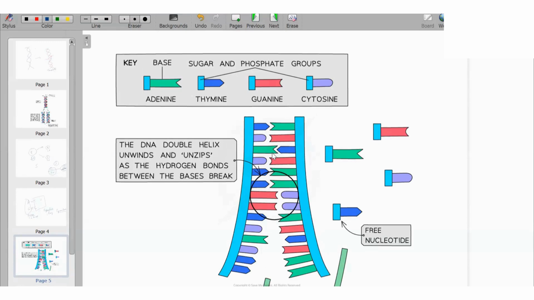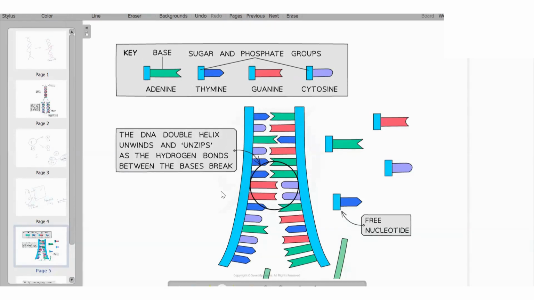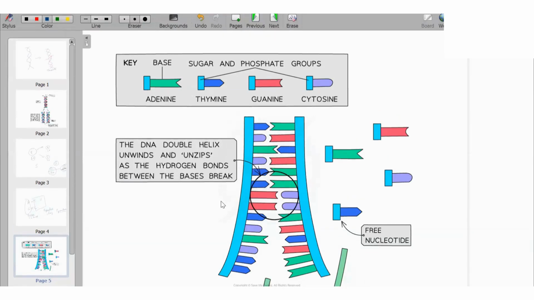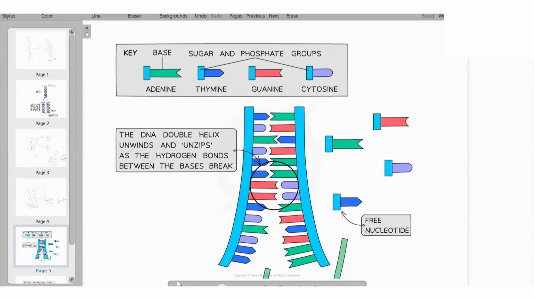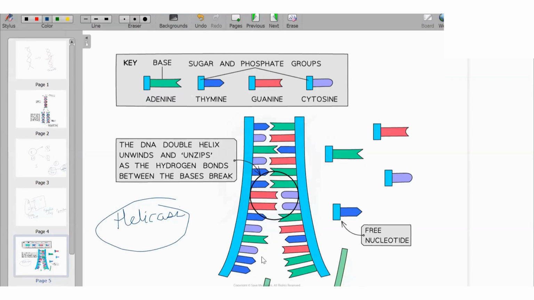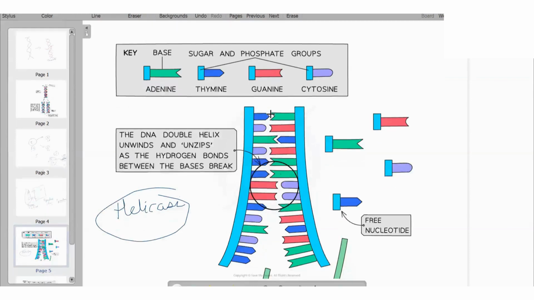We already discussed that it's semi-conservative. That means one strand is not going to change, right? So the first step is to break these bonds, the hydrogen bonds. Hydrogen bonds are generally very weak bonds, just attractive forces. So it is very easy to break them. Which enzyme comes in to break these bonds? Helicase, right? There is an enzyme called helicase which would come in to break all these bonds. So the helicase is going to come in.